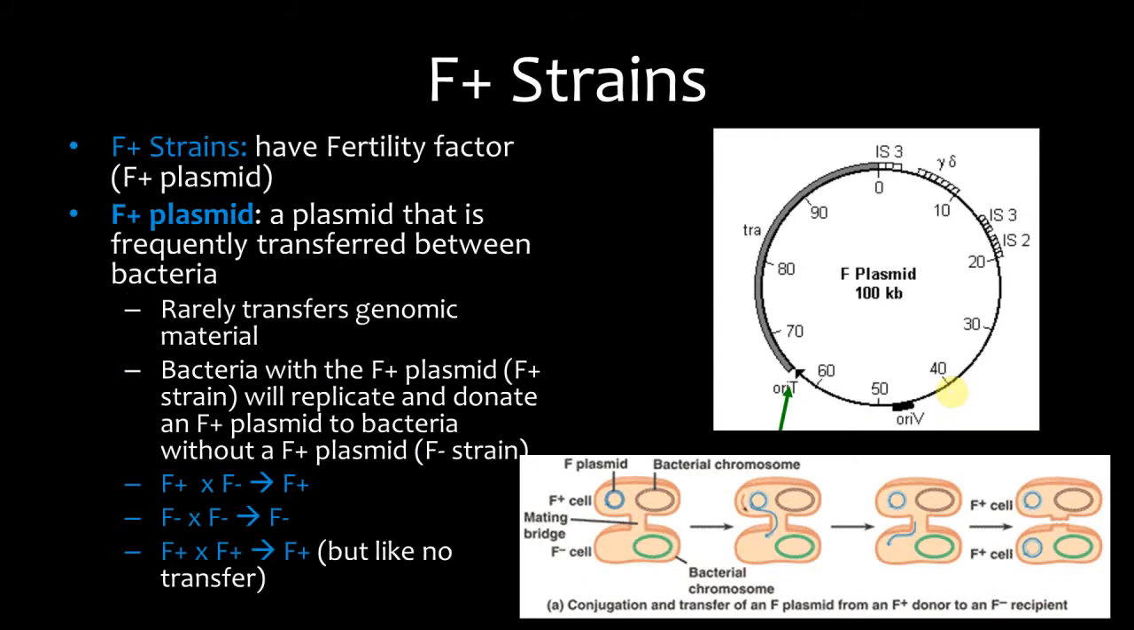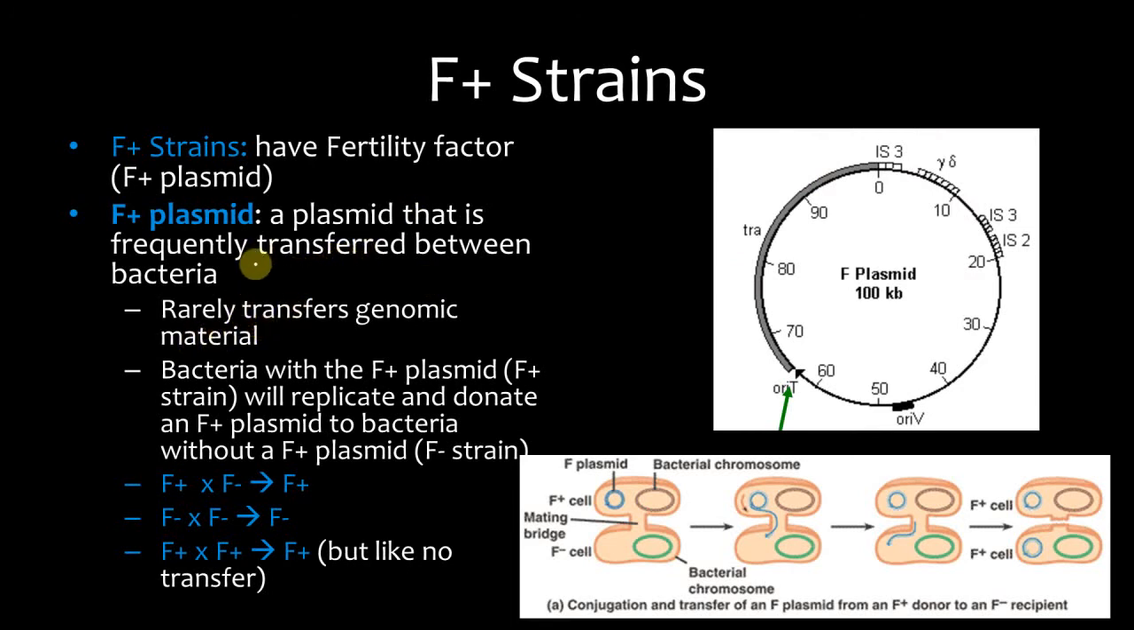Okay, so F+ strains. There are three different strains that we're going to talk about: the F+ strain, the Hfr strain, and then the F' strain. F+ strains are bacteria that have the fertility factor or the F+ plasmid. So what is the F+ plasmid? That's what this is a picture of. Well, it's a plasmid that's frequently transferred between bacteria.